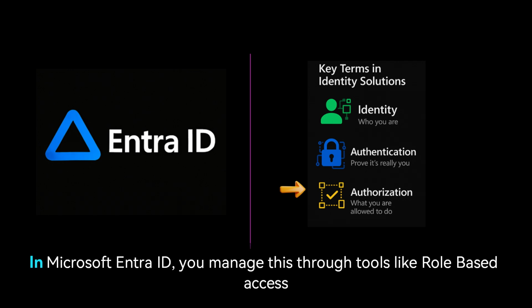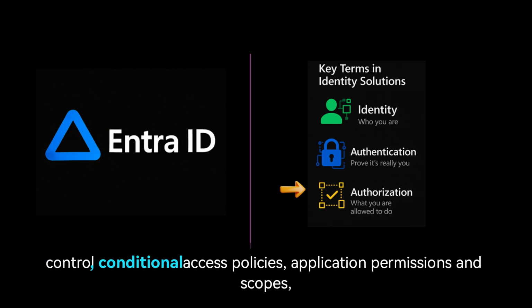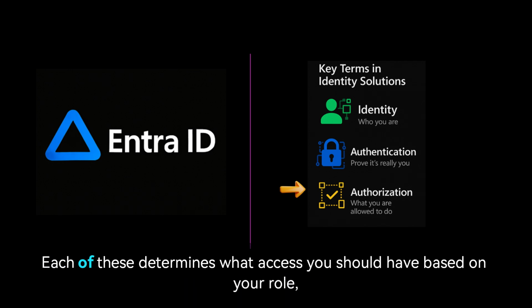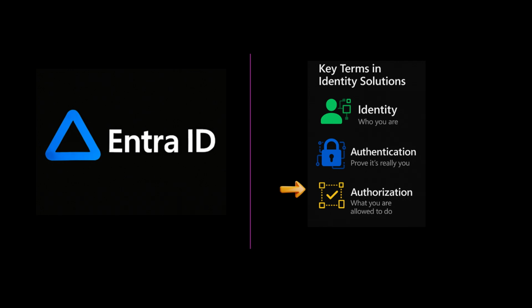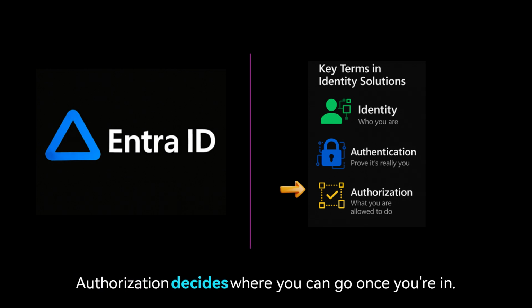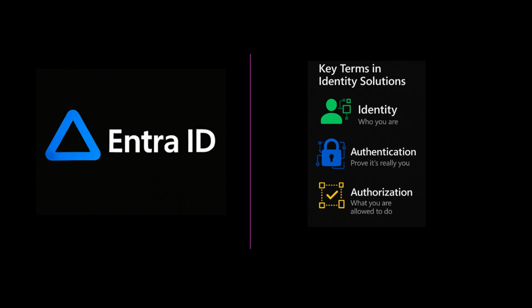It's not just about getting in, it's about what doors are open to you once you're inside. In Microsoft Entra ID, you manage this through tools like role-based access control, conditional access policies, application permissions and scopes, and group memberships. Each of these determines what access you should have based on your role, risk level, or device. Remember this: authentication gets you through the front door. Authorization decides where you can go once you're in.